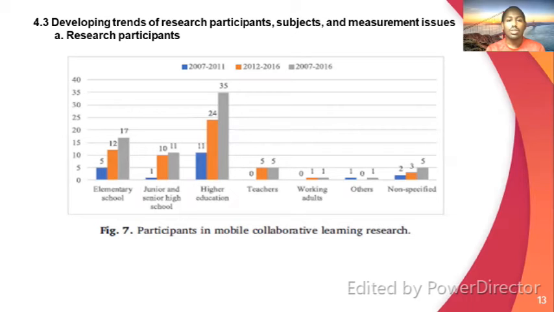Developing trends of research participants, subjects, and measurement issue. When we see the first, research participant, we can see that elementary school, junior and senior high school, and higher education are the most frequently used research participants in the second period, but teachers and working adults are not very much considered as research participants.